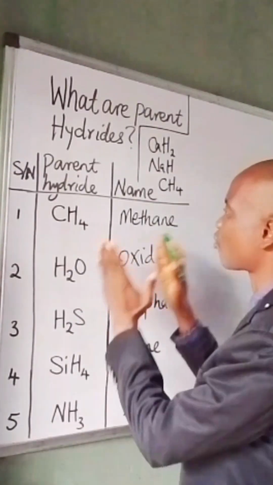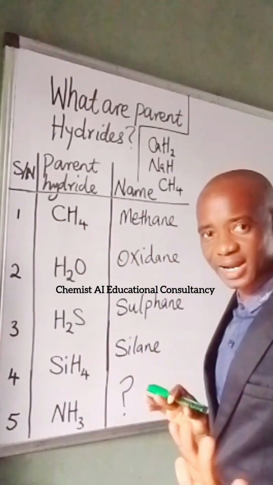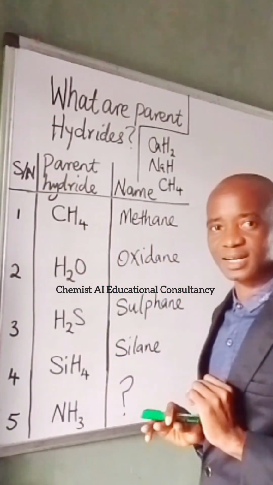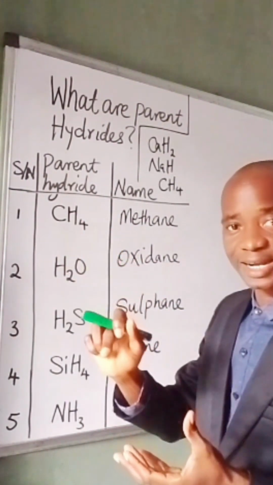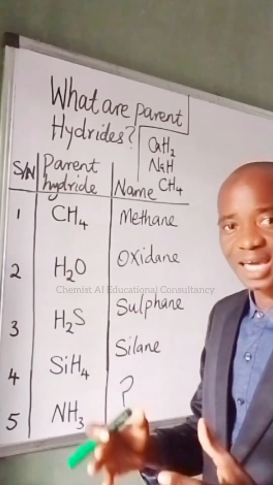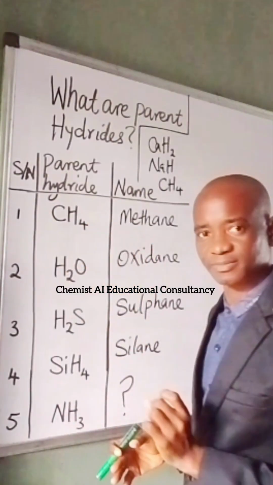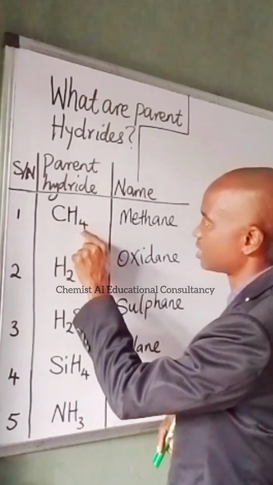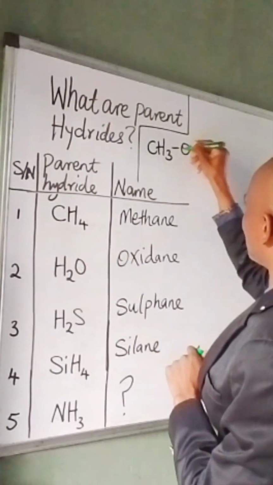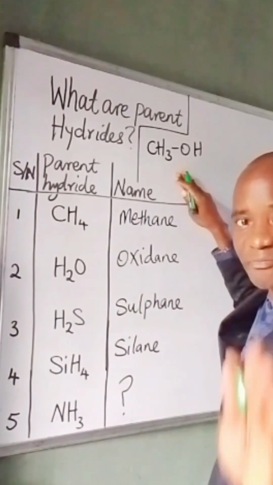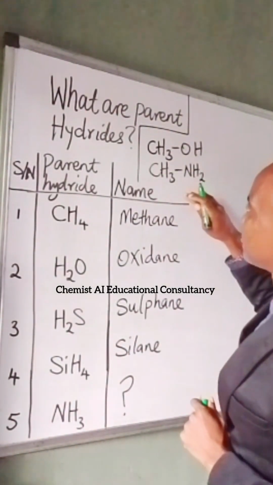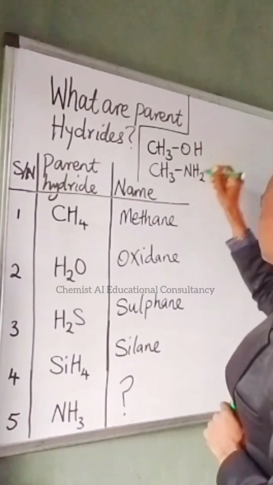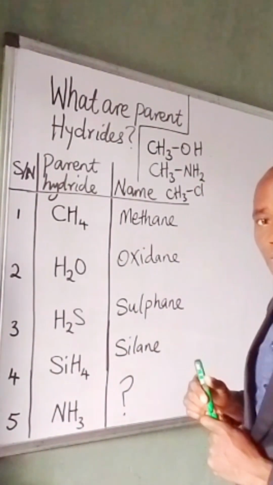Now, let's go back to why these things are called parent hydride. Let's take methane for instance. We are going to replace hydrogen atoms here, add another substituent to get derivatives from methane. So from here, let us replace one hydrogen. When you add OH, you are going to get methanol. You can replace again with amine and you have methylamine. You can replace again with chlorine and you have chloromethane.